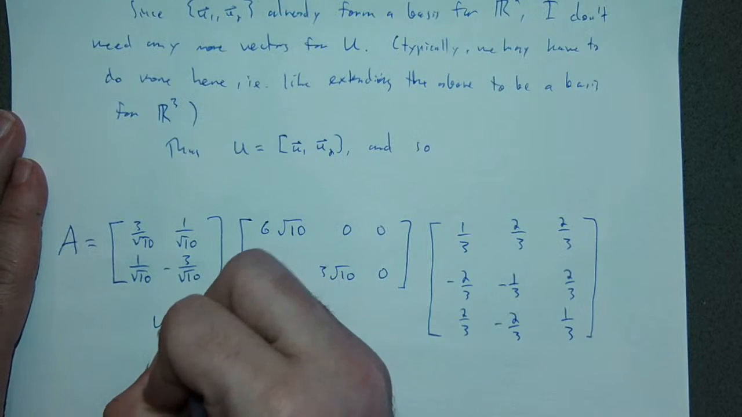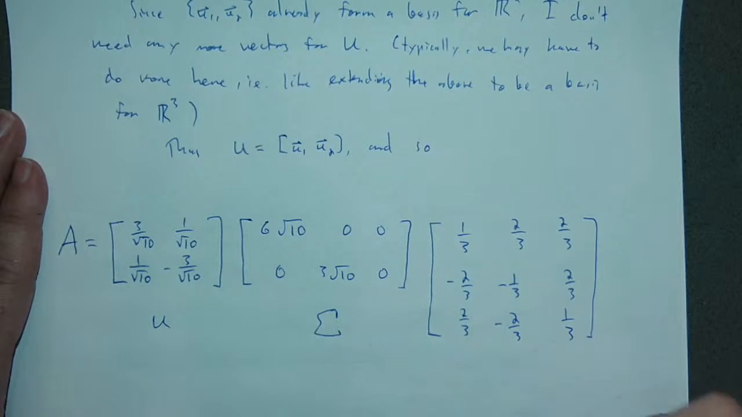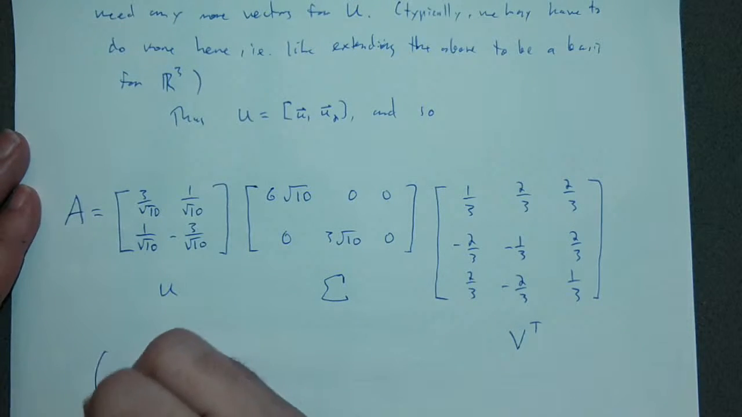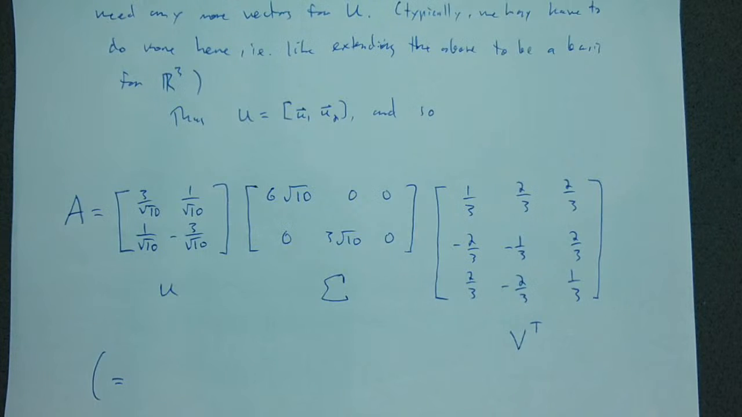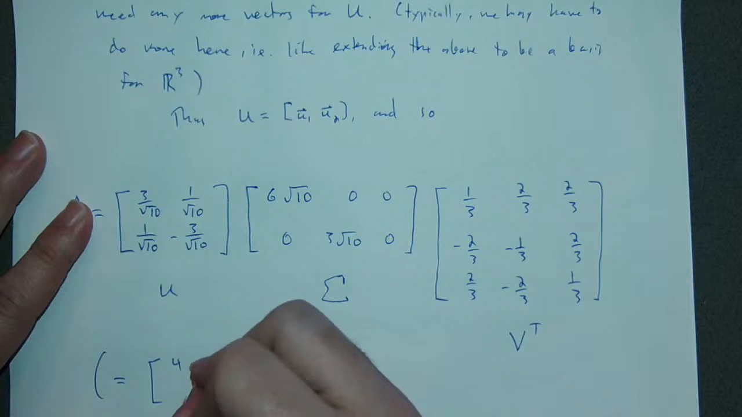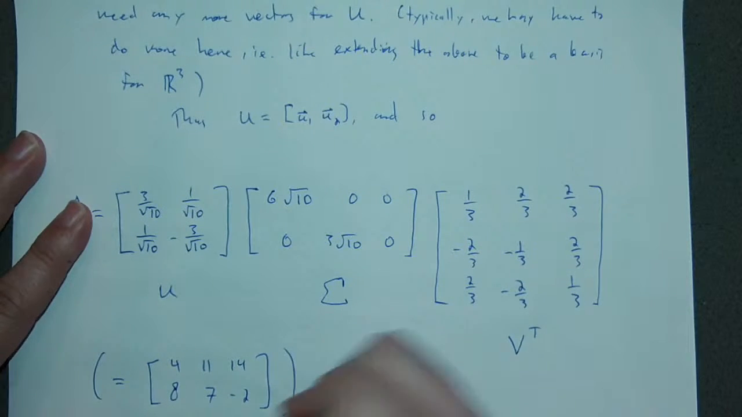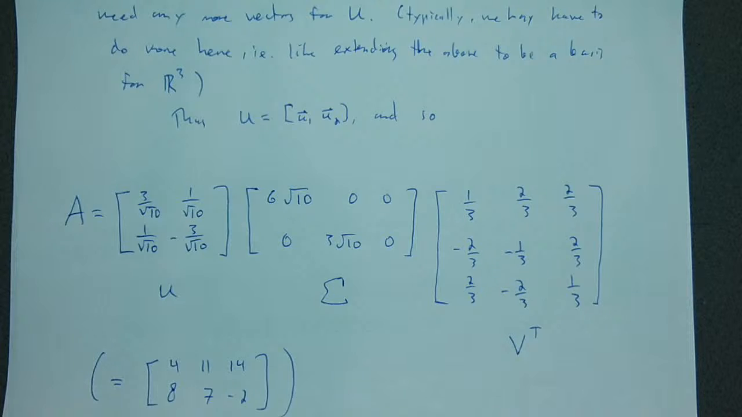So this is my U, this is my sigma, and this is my V transpose. If you really wanted to check, you would multiply those out and see that they are equal to A, which we said was 4, 11, 14, 8, 7, minus 2. So there's the singular value decomposition. Again, you might have to work a little bit harder for U than we did in this particular example, but this is just showing you a general idea of how this goes.